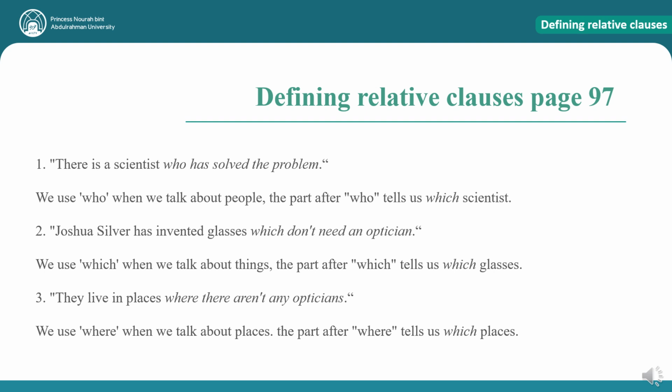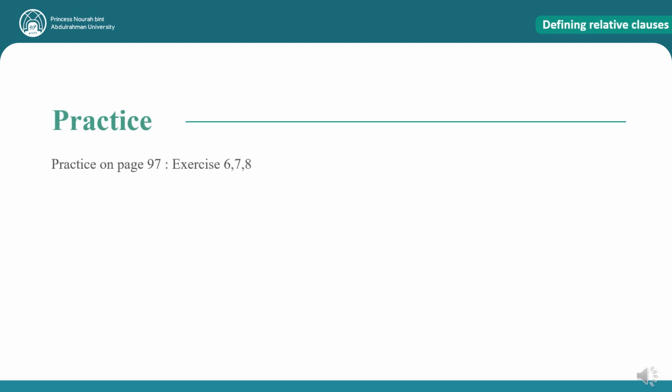3. They live in places where there aren't any opticians. We use where when we talk about places. The part after where tells us which places. For more practice, you can do exercises 6, 7, and 8 on page 97 in your student books.